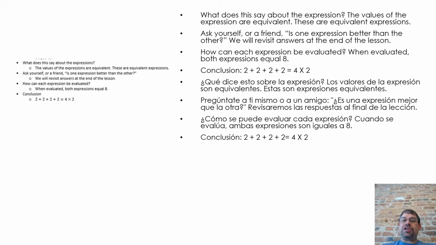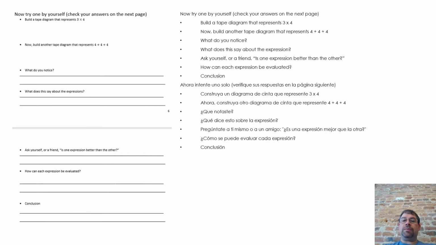How can each expression be evaluated? When evaluated, both expressions equal 8. Conclusion: 2 plus 2 plus 2 plus 2 equals 4 times 2. Now try one by yourself. Check your answers on the next page.